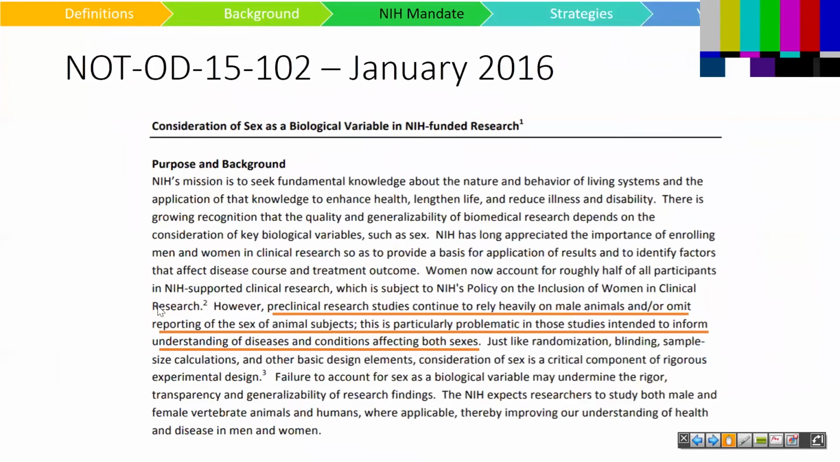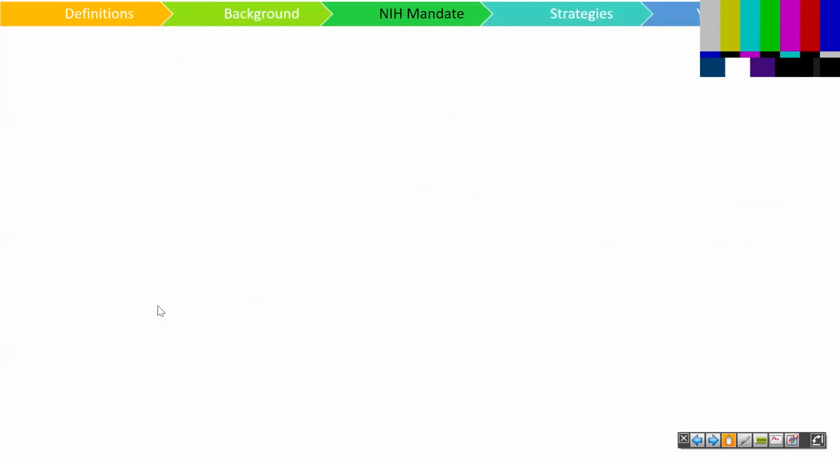So in 2015, the National Institutes of Health posted this mandate. There has been a lot of pushing for this to come forward, and in 2015, they finally did this. I've underlined the relevant portion: preclinical research studies continue to rely heavily on male animals and or omit reporting of the sex of animal subjects. This is particularly problematic in those studies intended to inform understanding of diseases and conditions affecting both sexes. So this mandate came out, and that meant that now sex differences became a very significant portion of current applications and research publications.